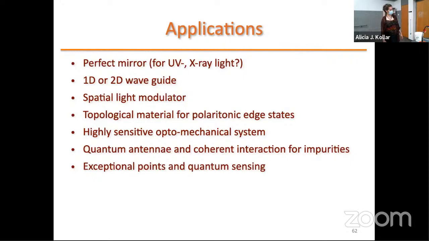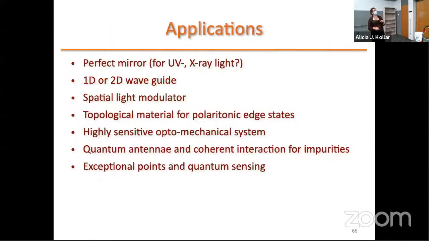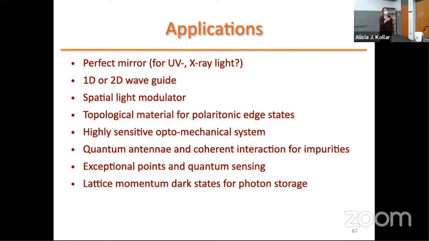I think I leave that one out. The problem is that now I don't know how to go over this, so that one I don't show you. And this would be the quantum sensing. It turns out that some of these effects that I showed you before are very, very narrow. That's the idea about that.